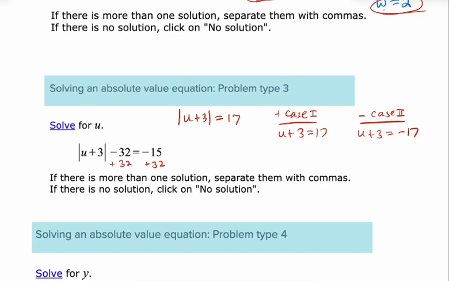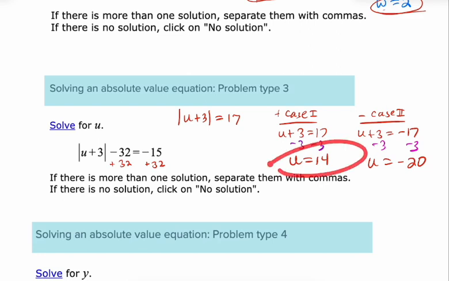Okay, so now it's just 2 very simple equations, right? If we subtract 3 from both sides here, we get u equals 14. If we subtract 3 from both sides here, we get u equals negative 20. Now, it is a very good idea to always plug back into your original, because then you'll check any sort of mistakes you may have made.